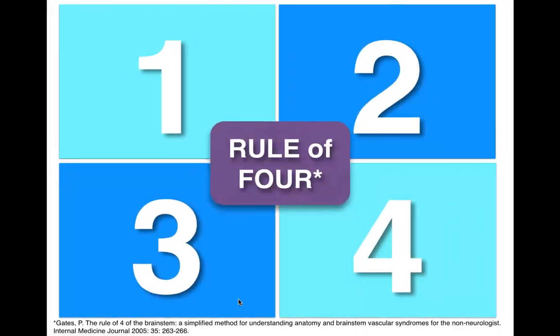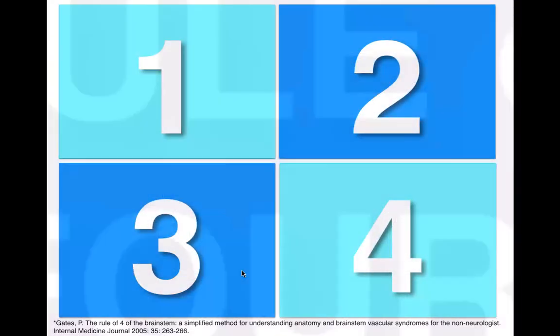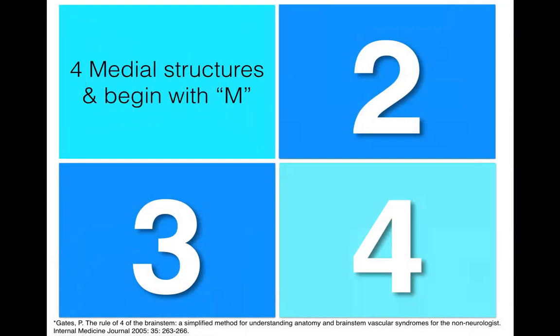To make things easy, let's follow the rule of 4. This is a simplified method for understanding the anatomy of the brainstem, and it will help you localize the different brainstem lesions. In other words, there are 4 major concepts that you need to remember. So what is included in the rule of 4? Rule number 1: in the brainstem, there are 4 medial structures that are very important, and they begin with the letter M. That's not really hard to remember.